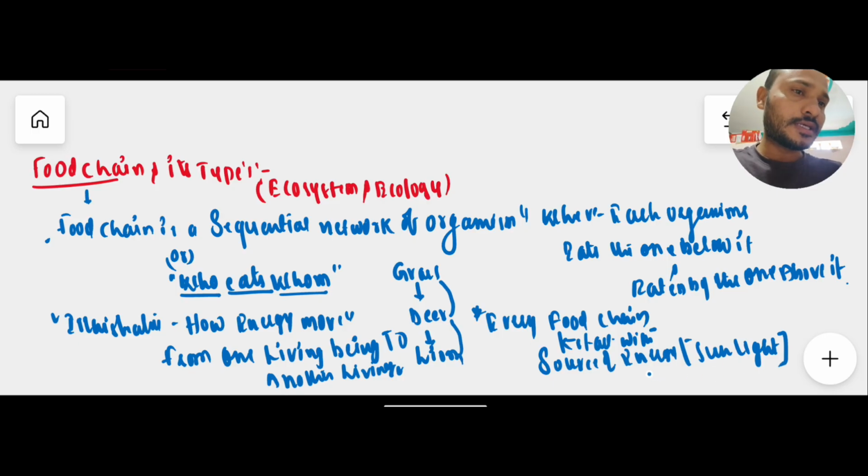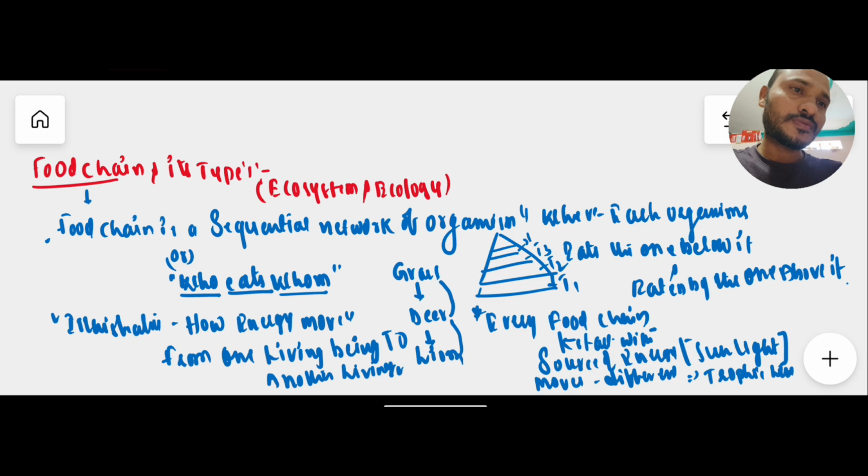This sunlight energy moves through different steps, and each step is called a trophic level. For example, in a pyramid-type flow of energy, at the bottom we have trophic level 1, trophic level 2, trophic level 3, trophic level 4, like that. Every food chain starts with a source of energy, using sunlight.